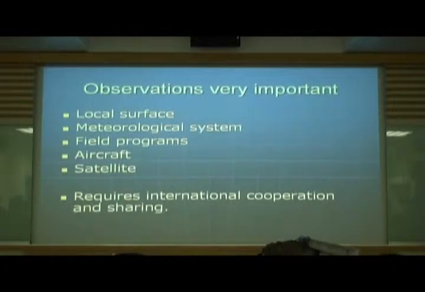Okay, so I've sort of already been saying this, but observations are very important, and these can be real observations, or when you run complicated models in a way that you're producing another kind of observational data to analyze. Okay, so real observation for land, say local surface, or meteorological observations, field programs, aircraft, satellite. And these get very expensive, and if we want to do things globally, we have to have international cooperation and sharing. So it's very important to be connected to the rest of the world to expect to get a lot of progress in the global climate system.